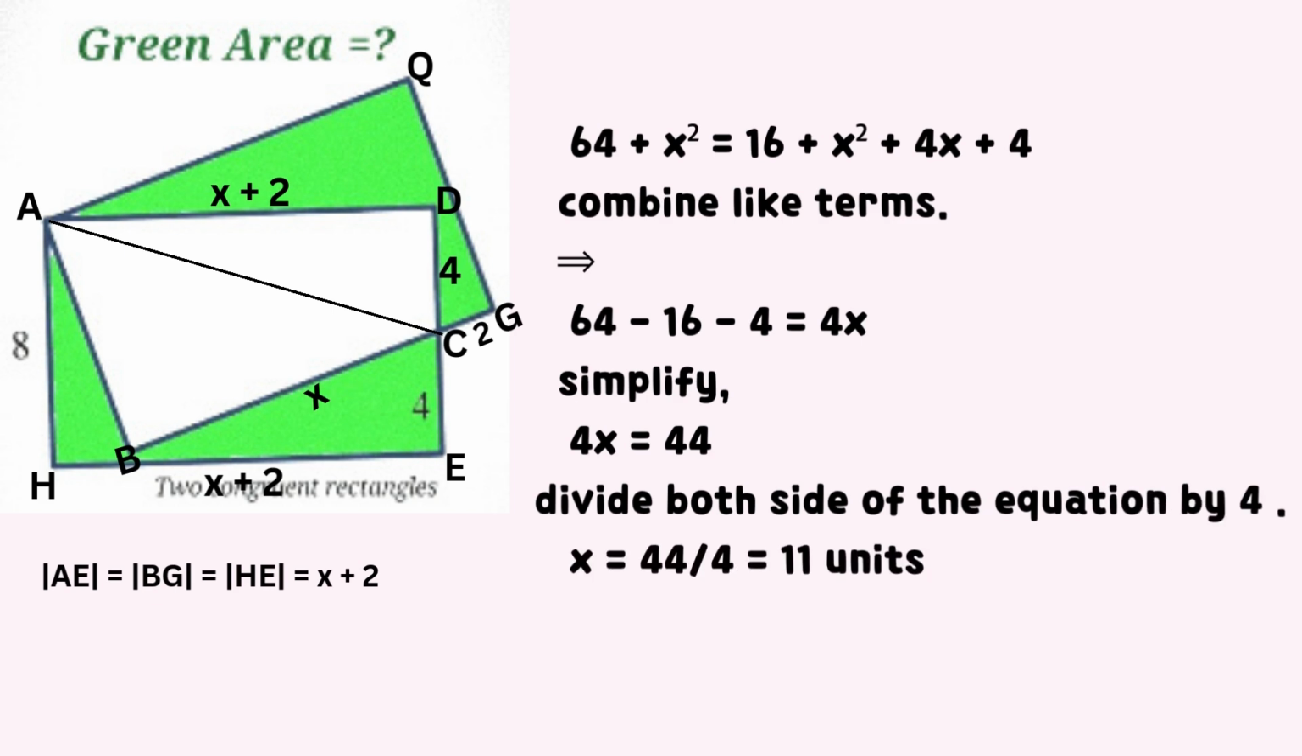It follows that 64 minus 16 minus 4 equals 4 times X. Simplify and we have that 4 times X equals 44. Divide both sides of the equation by 4. X equals 44 divided by 4, which equals 11 units.